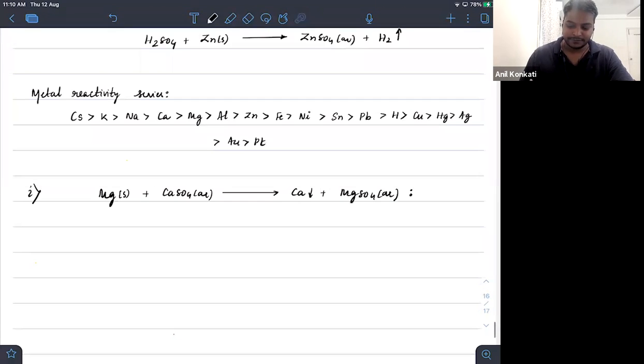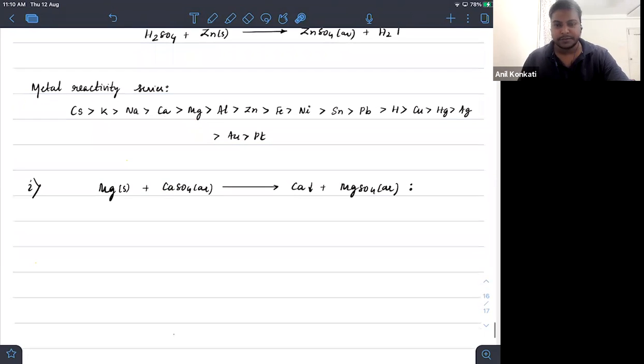See this. Calcium sulfate, which is more reactive? Calcium is more reactive than magnesium. It's clearly visible from here, right? So if calcium is more reactive than magnesium, if you add calcium to magnesium sulfate, it will dissolve, okay? But if you add magnesium to calcium sulfate, how will magnesium dissolve? Because magnesium is less reactive than calcium, right?